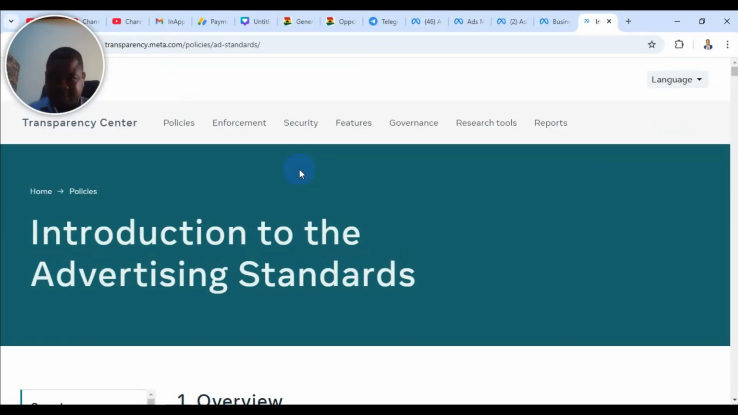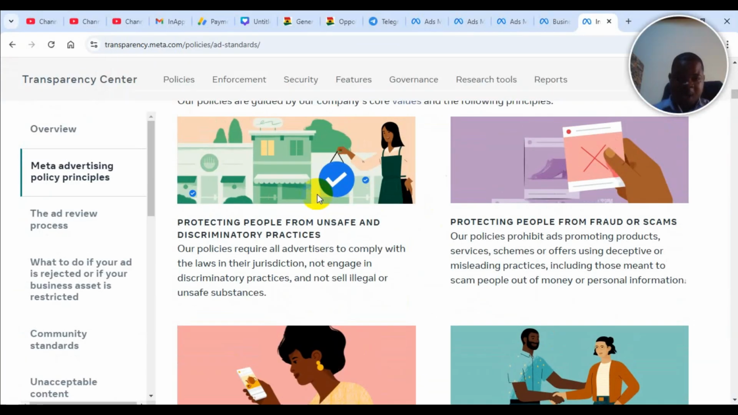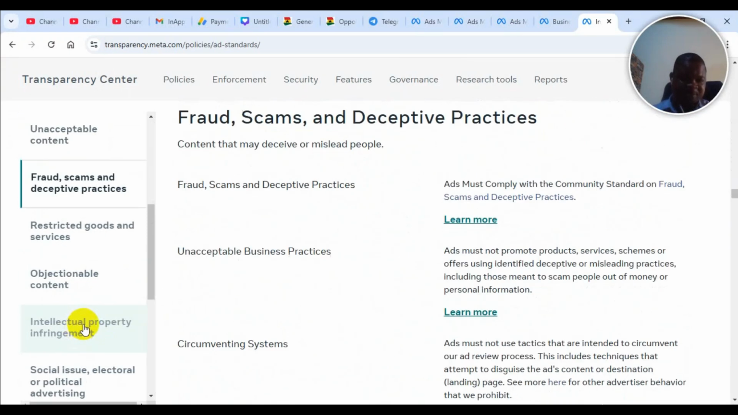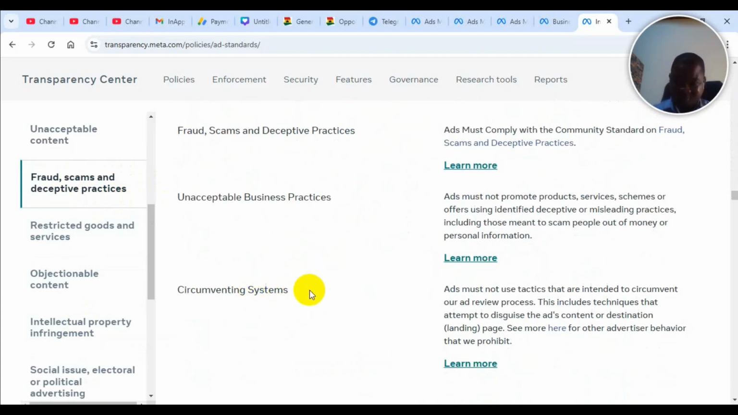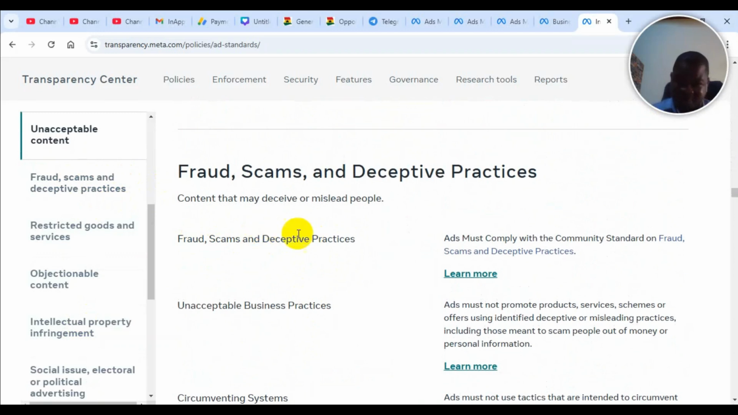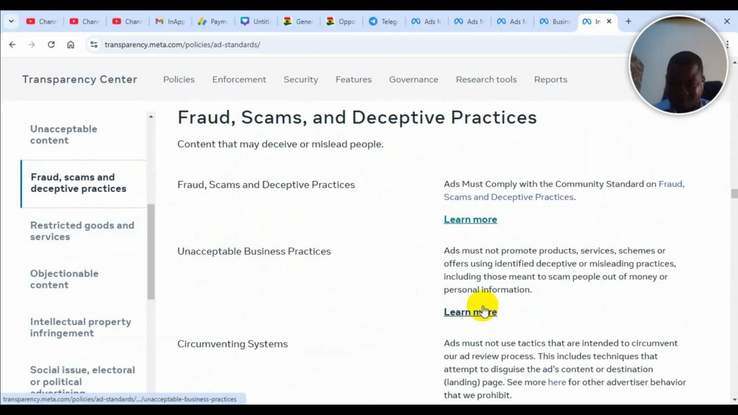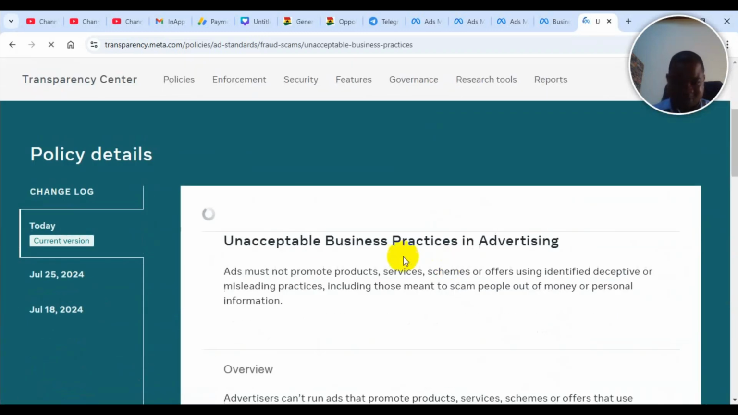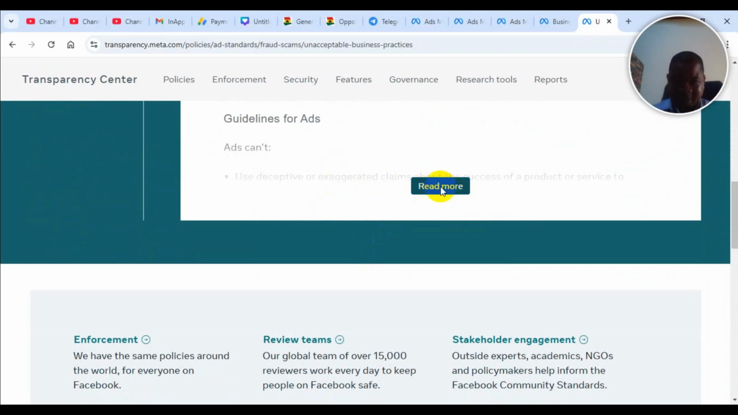Meta advertising standards. Okay, so when you scroll down, for example, you get to fraud, scams, and deceptive practices. Under that we have unacceptable business practices, circumventing systems. And when you come under fraud, scams, and deceptive practices, or unacceptable business practices, you see more about it here. This is all that I was just talking about. You see all that they are asking.